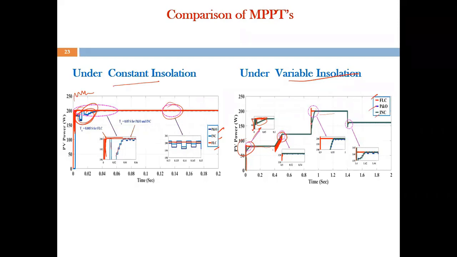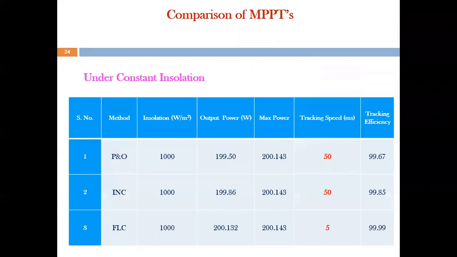When it moves from this particular state to another state, you see fuzzy is quickly tracking. Here also fuzzy is quickly tracking, whereas P&O and incremental conductance need some time after every dynamic change. Here dynamic changes happen and tracking is proper with fuzzy. Even here a dynamic change happened, maybe at 1.4. So for all the dynamic changes under variable insolation conditions also, fuzzy is giving better performance. That's what I can say.